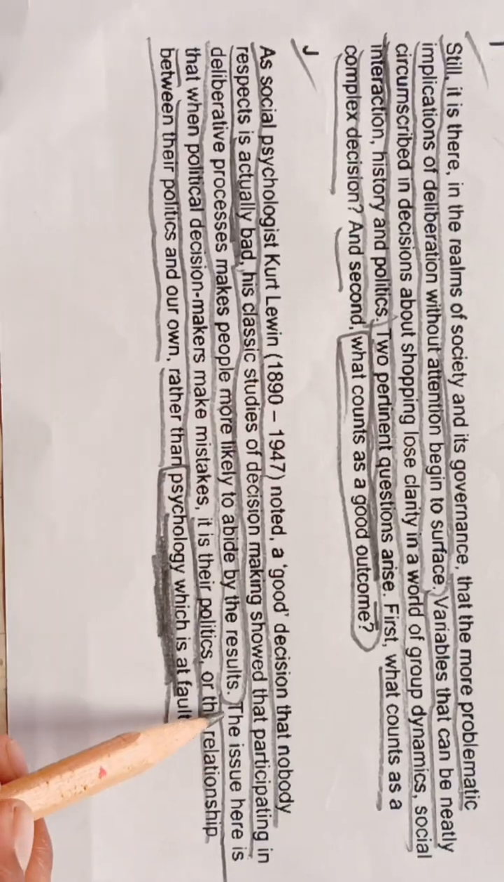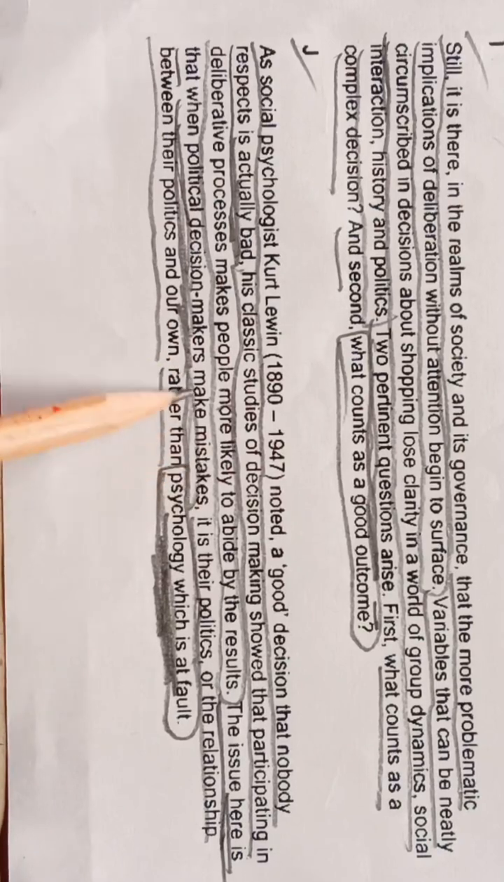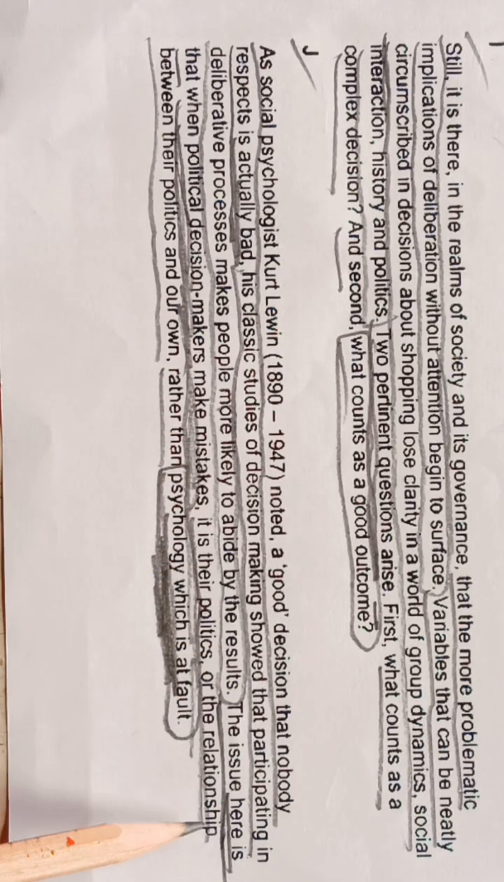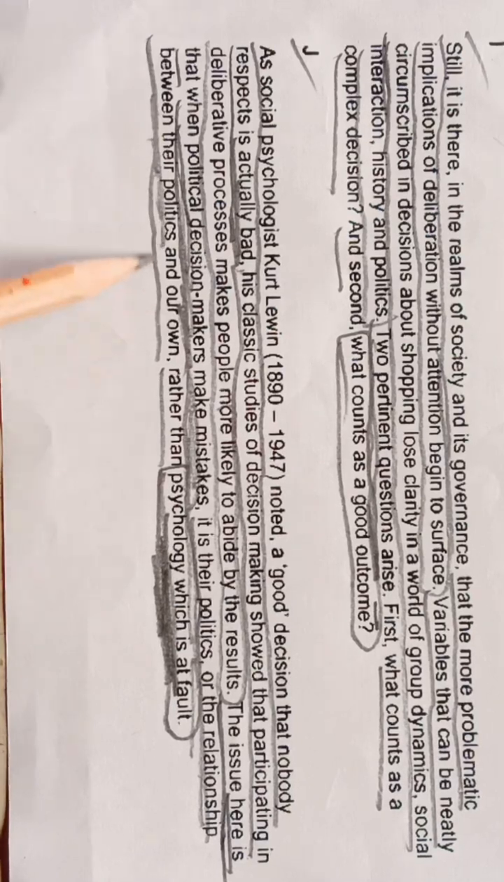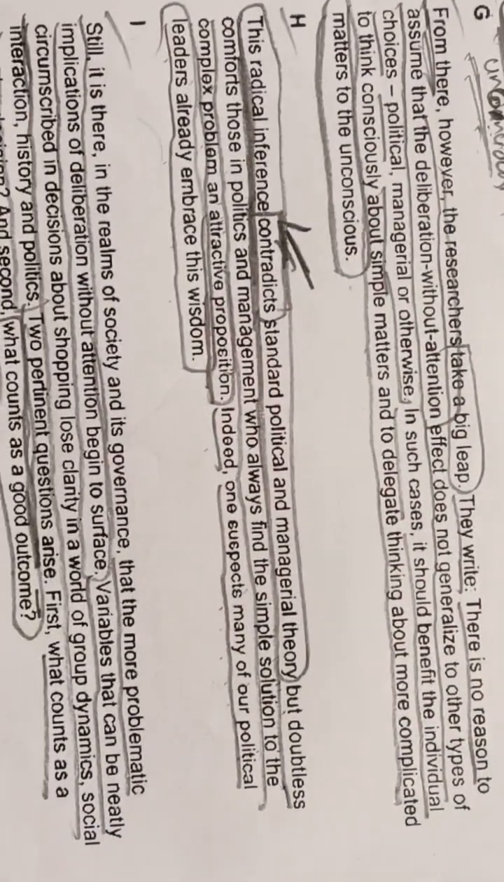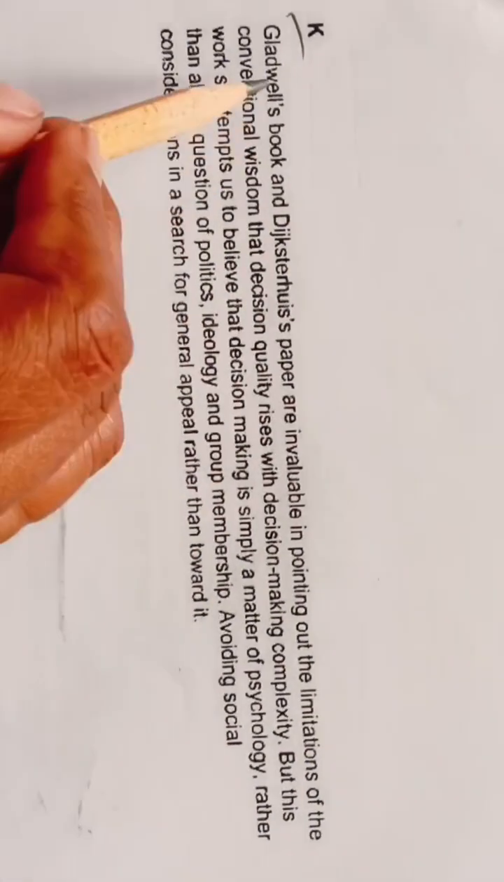Okay, what they are saying, the issue here is when political decision makers make mistakes, it is their politics or the relationship between their politics and our own, rather than psychology which is at fault. Okay, and our last paragraph is also remaining, that is K paragraph. Let's quickly read this also.